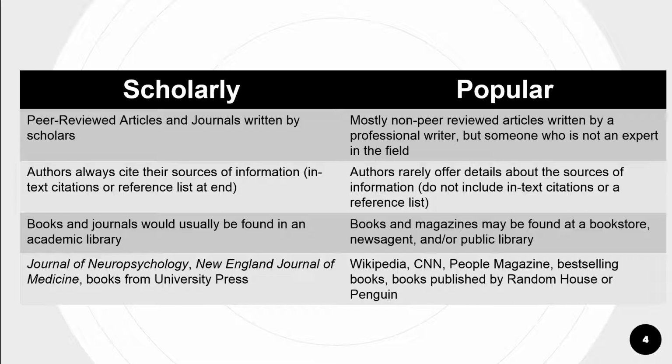Popular resources are mostly non-peer-reviewed articles or pieces that are written by a professional writer, but a writer that is not an expert in the field. You will rarely find details about the sources they got their information from, and there will be no reference list. Popular sources can be books and magazines, and you can find these materials at for-profit places like a bookstore. You can also find them in your local public library. Examples of popular media are Wikipedia, CNN, People magazine, best-selling books, or books that are published by Random House or Penguin.